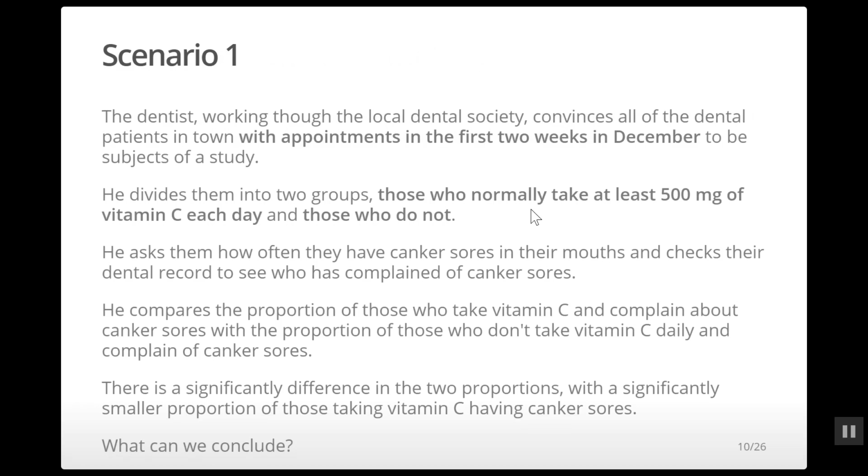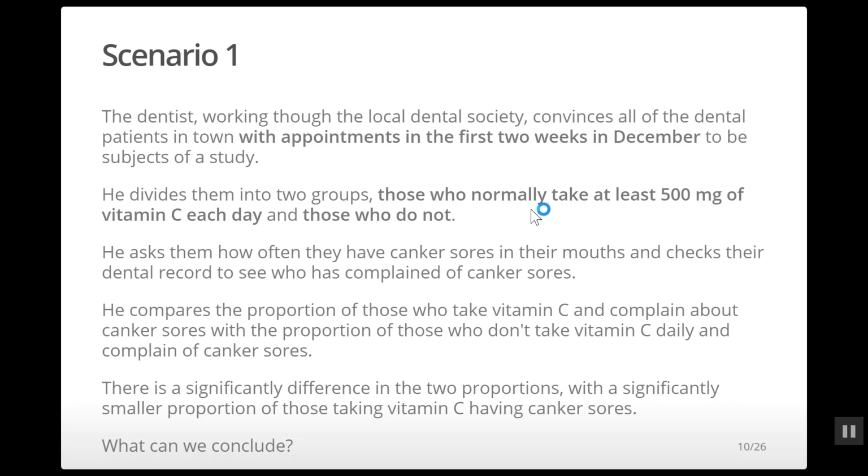So the dentist, working through the local dental society, convinces all of the dental patients in town with appointments in the first 2 weeks of December, so that will be the next 2 weeks, to be the subjects of a study. He divides them into 2 groups, those who normally take 500 milligrams of vitamin C and those who do not. He asks them how often they have canker sores in their mouths and checks their dental records to see who has complained of canker sores. He compares the proportion of those who take vitamin C and have canker sores to the proportion of those who don't take vitamin C and have canker sores, okay?